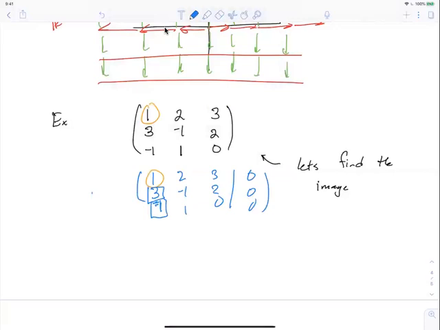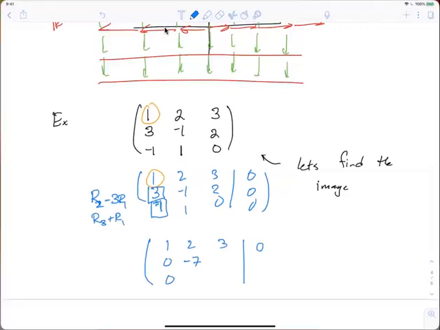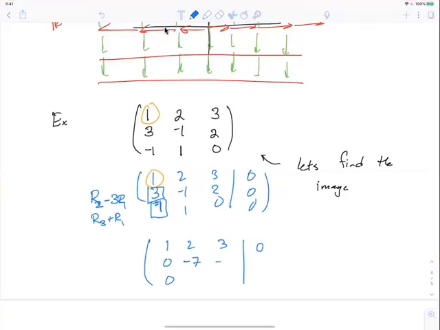So we have row 2 minus 3 row 1 and row 3 plus row 1. So what do we end up with? We end up with 1, 2, 3, 0, 0, 0. Row 2 minus 3 times that, so we'll get a minus 7. Here we have 2 minus 8, so we get minus 7 again. This one is going to be 1 plus 2, which is 3, and we'll do 3 here.